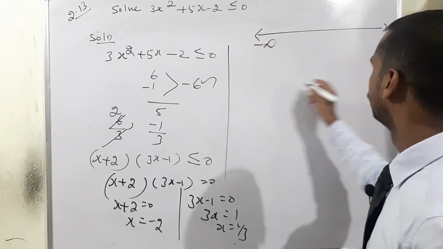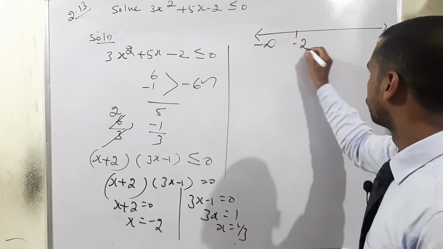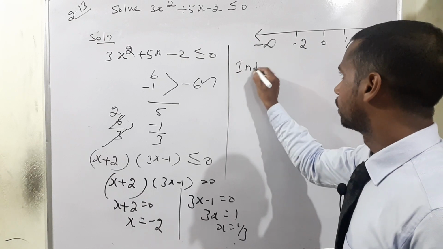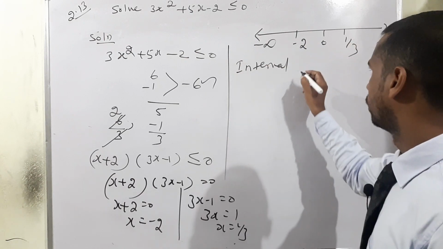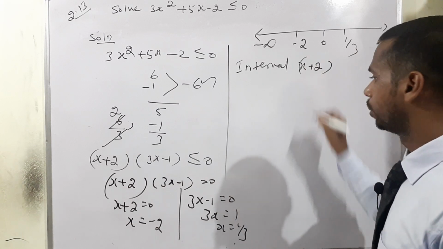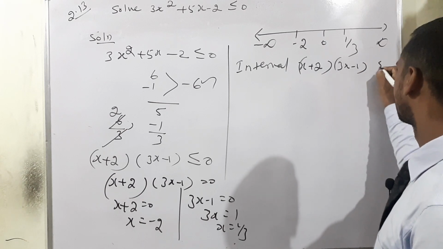So minus infinity to positive infinity. Minus 2 and positive 1 by 3. Minus 2, 0 and positive 1 by 3. First we can write the interval. Second one, factor. What are the factors? So x plus 2 into 3x minus 1. Last one, sign.